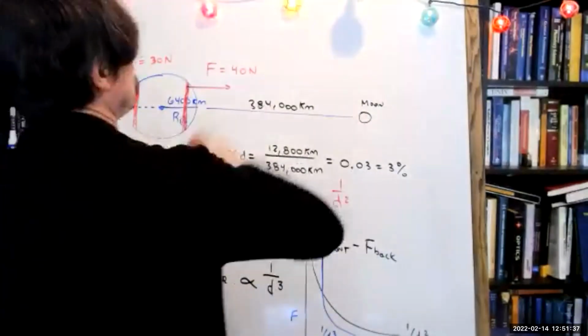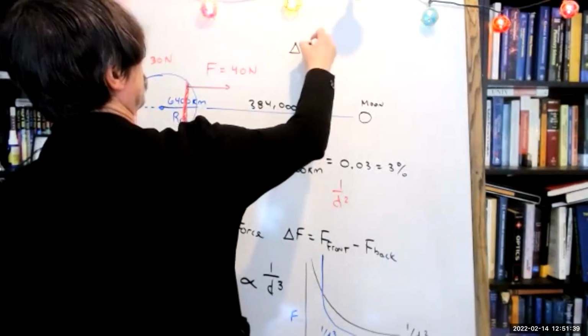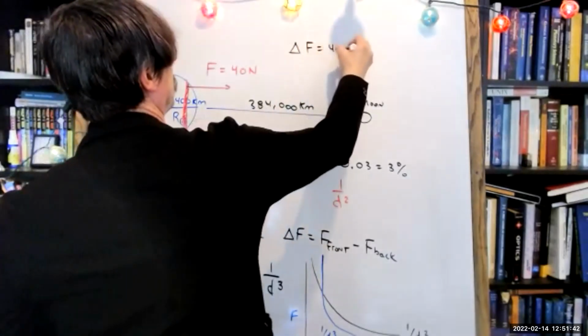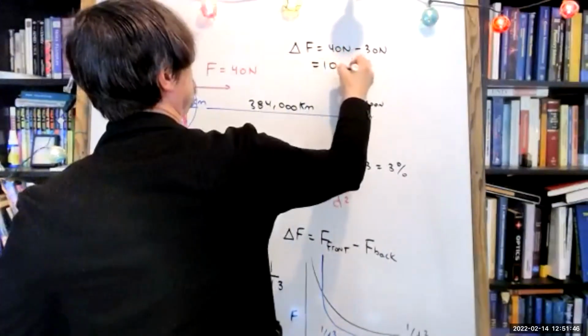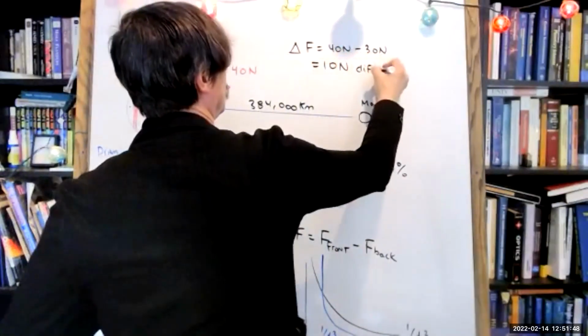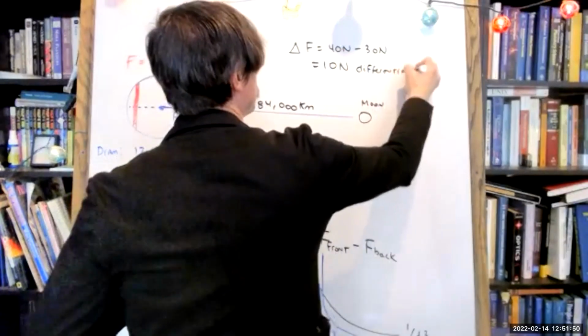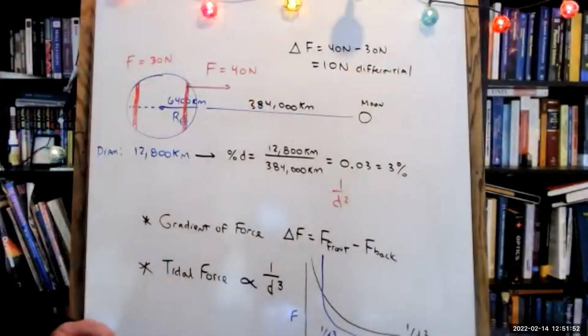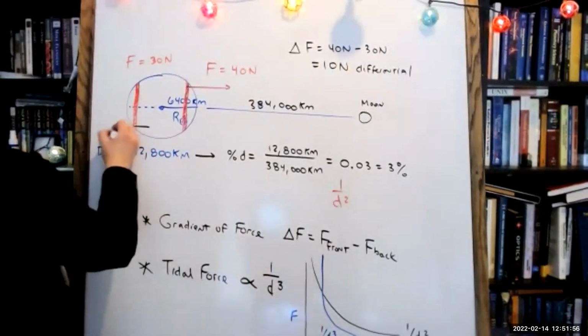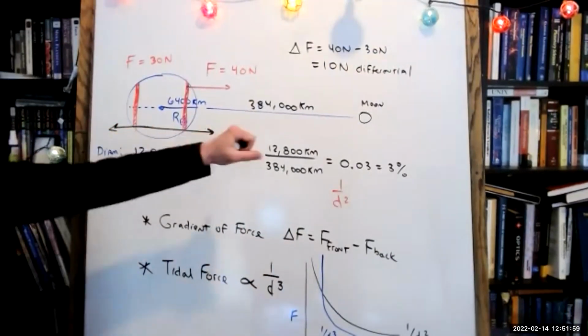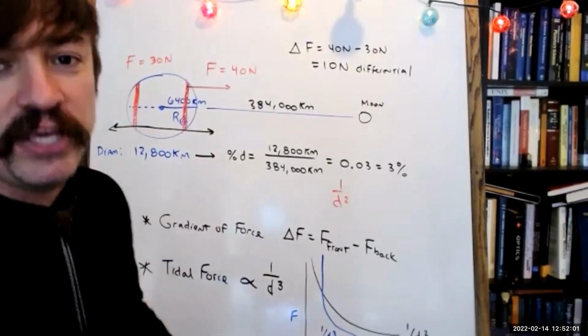And that means that there is a tidal force, or a differential force, of 40 newtons minus 30 newtons, or a 10 newton differential that's acting across the body of Earth. And if you're Earth, this differential force is a shear force, a side-to-side force that's pulling you apart.